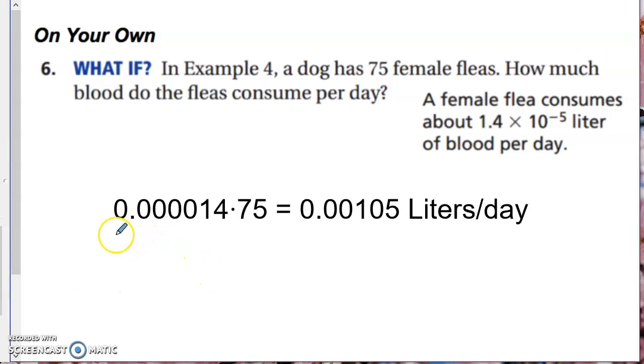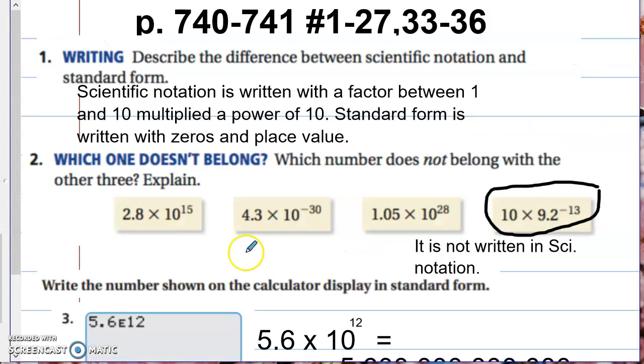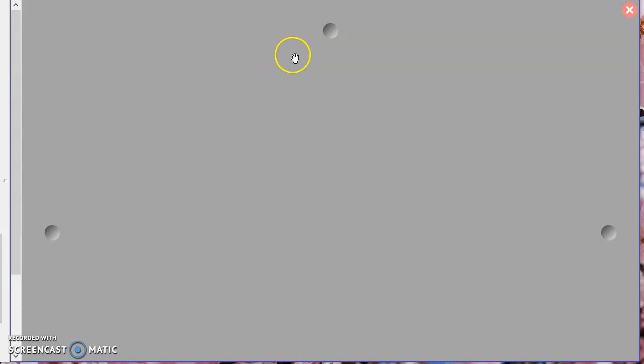All right, to check this one, of course, 1.4 times 10 to the negative 5th is 0.000014. I'm multiplying that by 75 because the dog only has 75 fleas. So that means the fleas are going to consume 0.000105 liters per day.